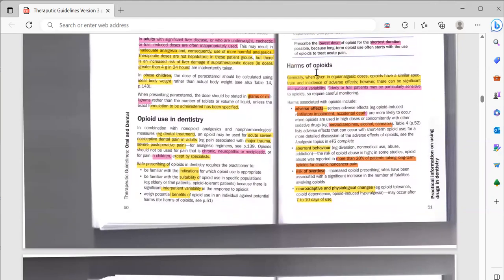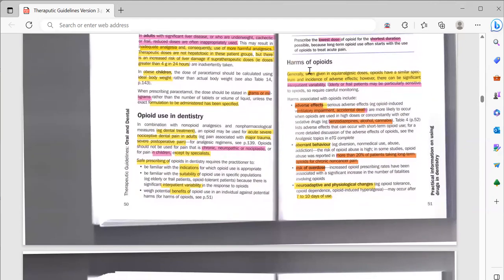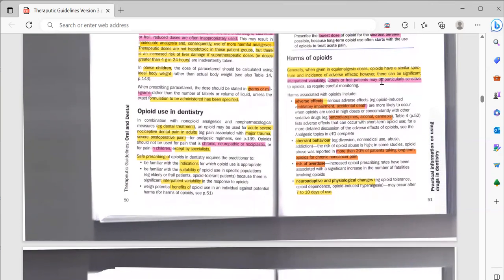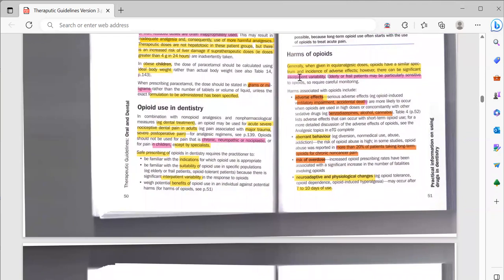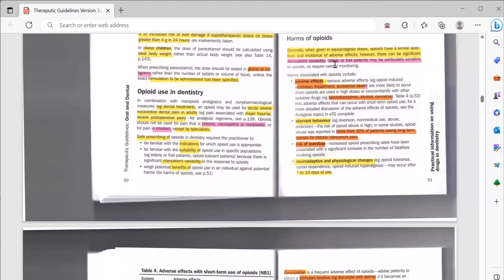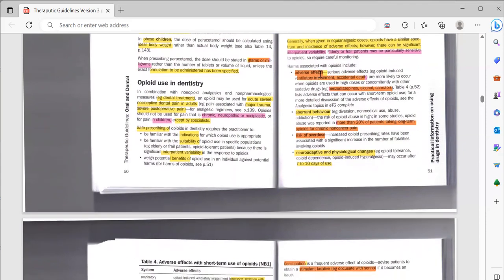Then, what are the harms of opiates? Generally, when given in equi-analgesic doses, opiates have a similar spectrum and incidence of adverse effects. However, there can be significant interpatient variability as well. And if the patient is elderly or frail, they are particularly sensitive to these drugs.